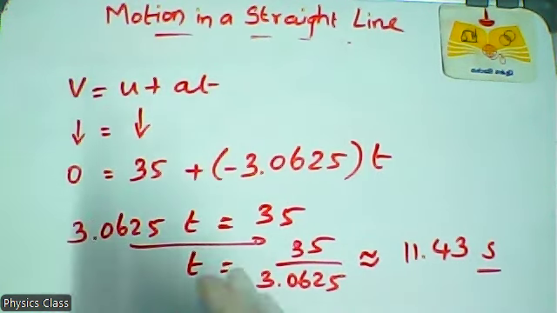So this is the time taken for the car to come to a stop. How long does it take for a car to stop? 11.43 seconds. Okay, clear? Thank you.